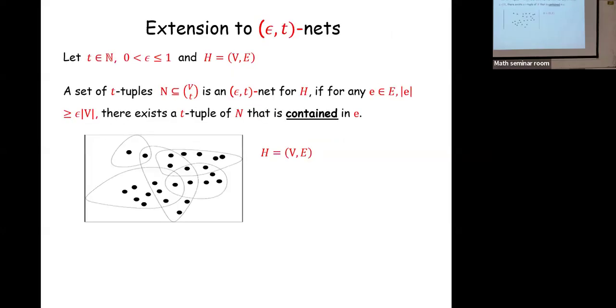Okay. But now we define the notion of epsilon t-nets, where I want to hit with sets and not with vertices. So I want a collection of t-tuples as small as possible, such that every large hyperedge is completely contained in one of our tuples. Like here is an epsilon 3-net. For t equals 1, it's exactly the epsilon-net, so it's an extension.